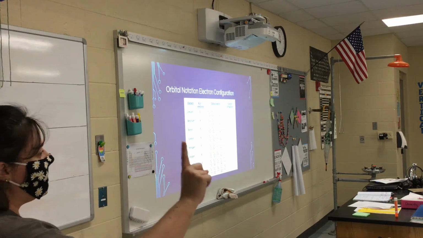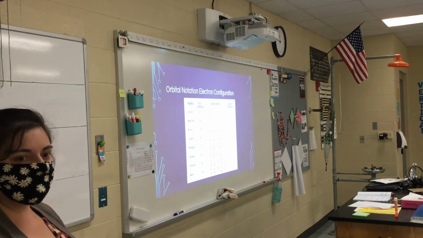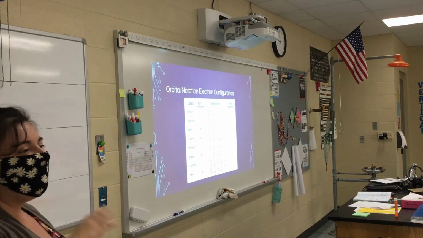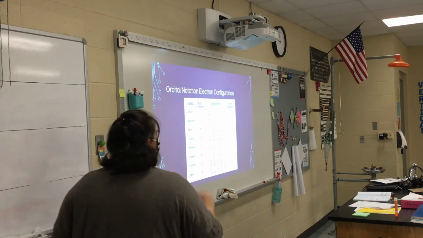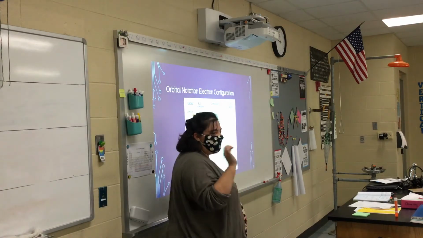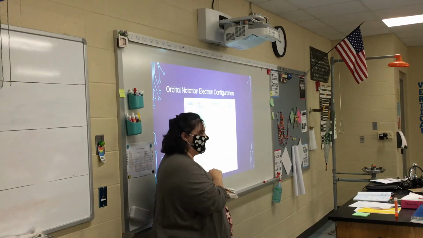There are 3 forms of electron configurations, and you're gonna have to write them all. Yay! So we're gonna write down that table. You don't have to write down that table. Okay, so the first one is orbital notation electron configuration. That is a mouthful. Orbital notation is the arrows. That's what you need to remember. Orbital notation is the arrows.